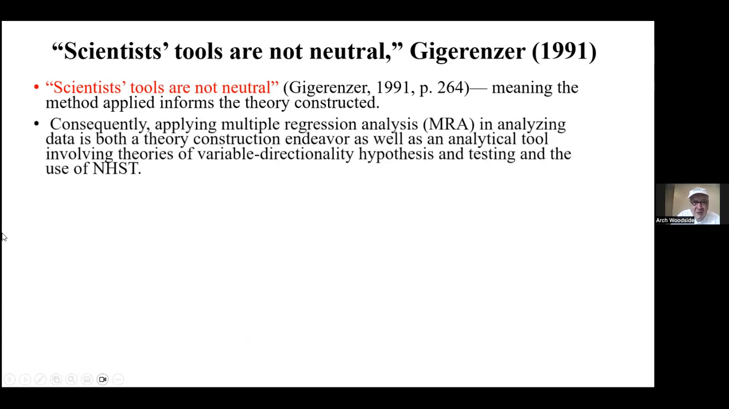All right. So consequently, applying multiple regression analysis and analyzing data is both a theory construction endeavor as well as an analytical tool. And you're looking at variable directional relationships and testing using null hypothesis significance testing, NHST. Now, the American Statistical Association came out with a report in 2015 that said, don't do it. Don't do NHST. It's not worthwhile.